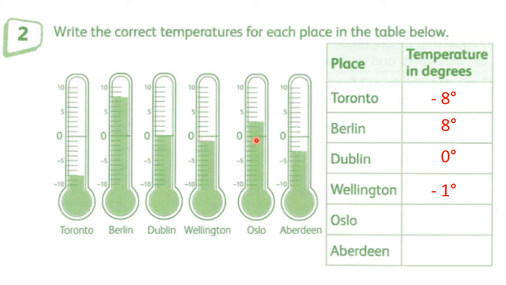Oslo is 1, 2, 3 degrees. It's 2 degrees less than 5. And Aberdeen is below 0, 1, 2, 3 degrees below 0, so minus 3 degrees.